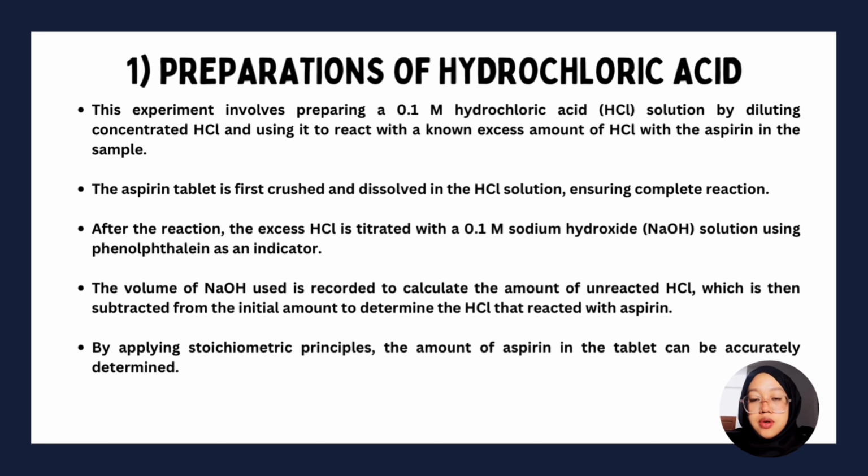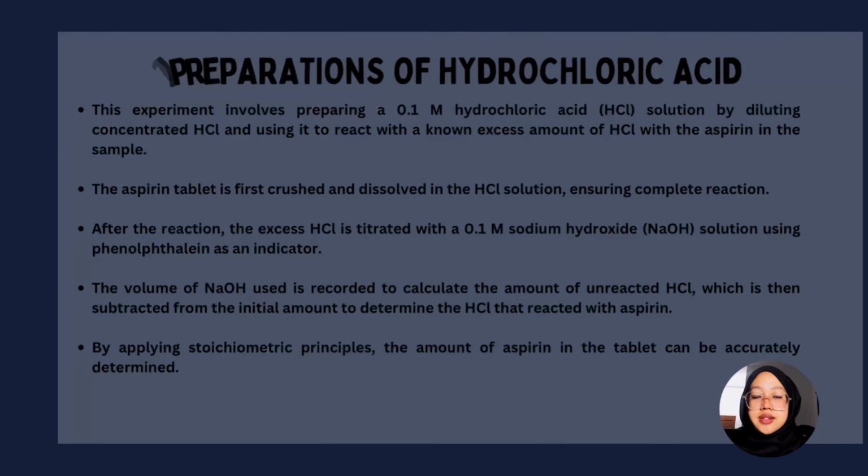The volume of sodium hydroxide used is required to calculate the amount of unreacted hydrochloric acid, which is then subtracted from the initial amount to determine the hydrochloric acid that reacted with aspirin. By applying stoichiometric principles, the amount of aspirin in the tablet can be accurately determined.